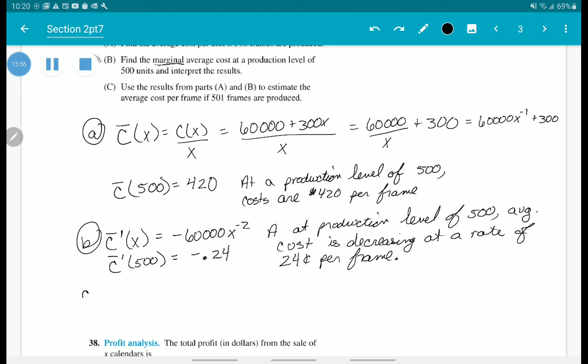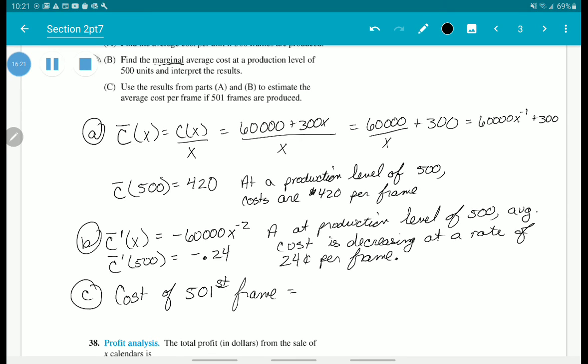And then C. C is asking us to use the results from parts A and B to estimate the average cost per frame if 501 frames are produced. So what would be that cost? So what would be the cost of the 501st frame?